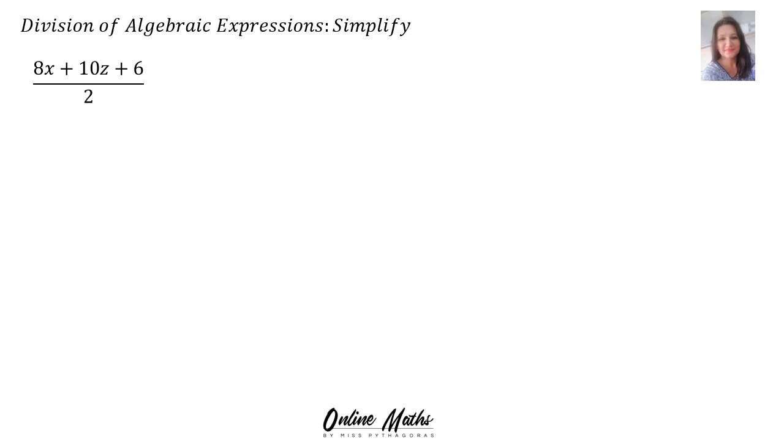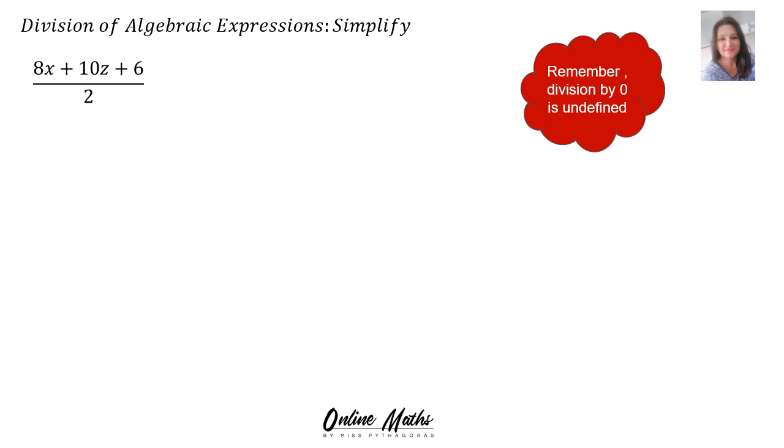Division of algebraic expressions. Simplify. Remember, division by 0 is undefined. Now, when we do division in algebra, what we do is we will take this quotient, this is what the sum is called, and we will split it up with all the numerators on top of the denominator. So what you do is every term you will put over 2, and then you will say 2 goes in itself once, 2 goes into 8 4 times.